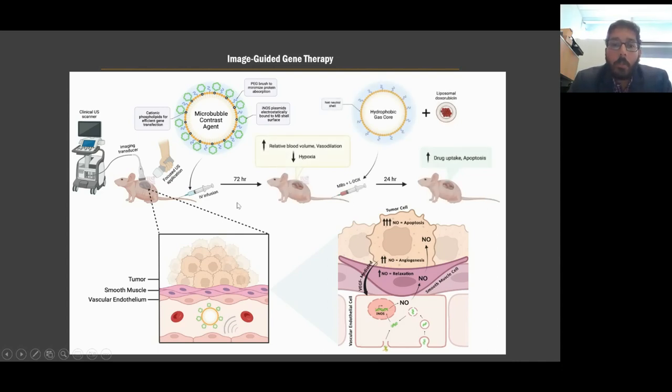Our general strategy is to pre-transfect tumors with iNOS-expressing plasmids in order to increase the relative blood volume, improve perfusion, increase vasodilation, and reduce hypoxia in tumors, which is a significant barrier to drug delivery. 3 days following the gene transfection, we will follow this by normal microbubbles co-injected with a liposomal doxorubicin injected systemically, followed by focused ultrasound therapy in order to improve drug uptake and apoptosis in the tumor.